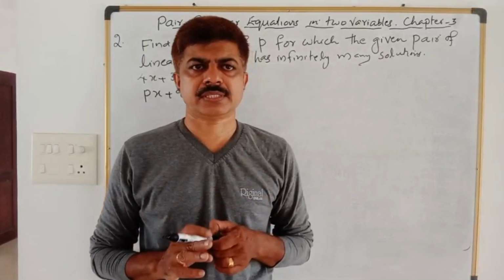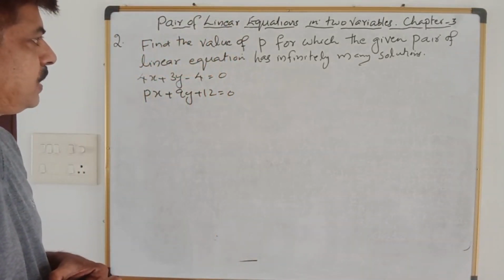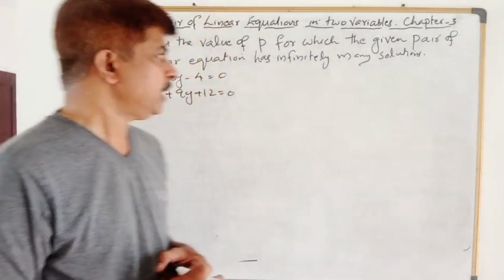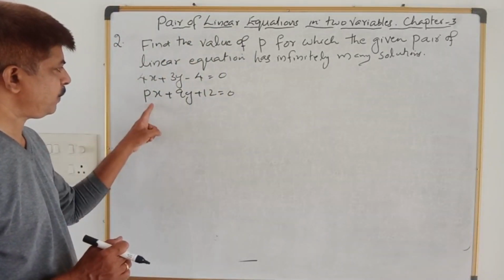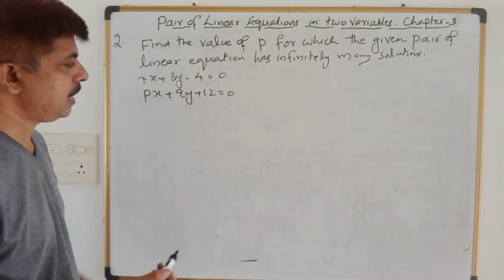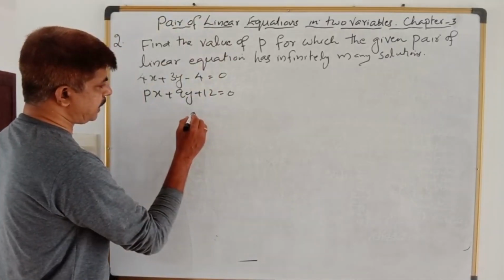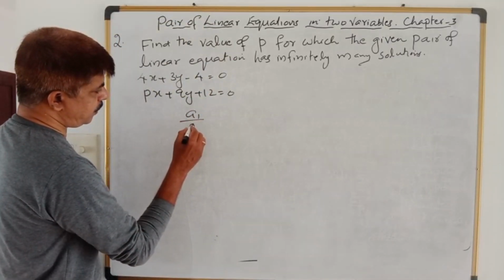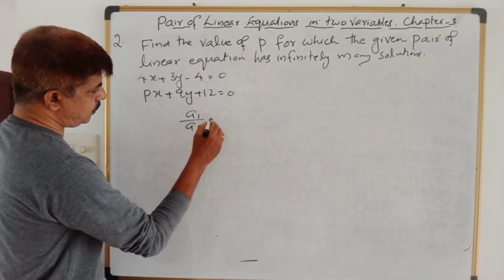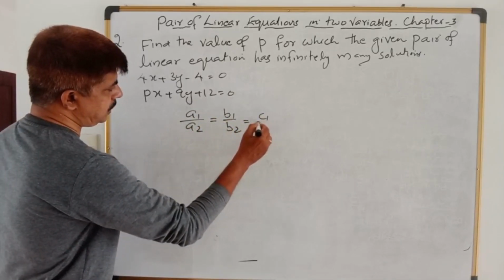Okay, now we are going to discuss the second question of this topic. Find the value of p for which the given pair of linear equations has infinitely many solutions. Can you find any value of p for which the pair has infinitely many solutions? What is the method to check for infinitely many solutions? We will be checking by using the formula, this is the condition to check: a1 by a2 is equal to b1 by b2 is equal to c1 by c2.